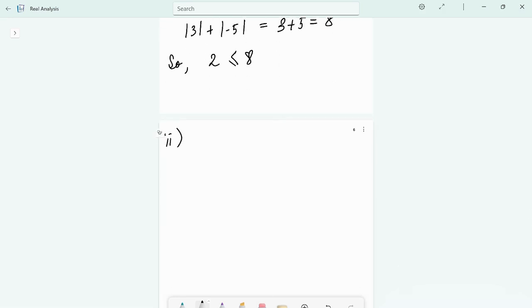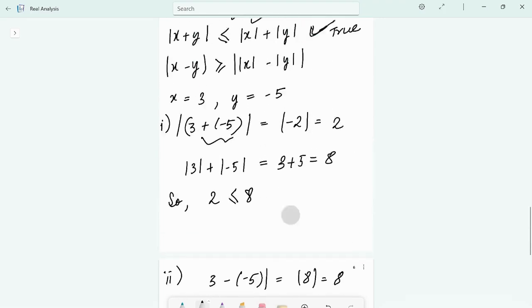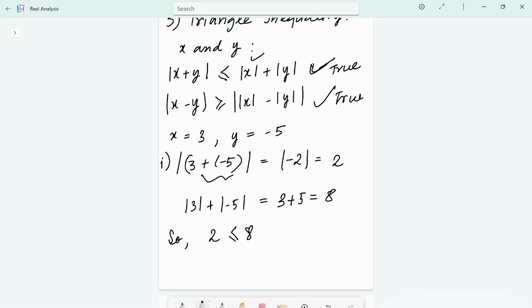And for the next part, mod of 3 minus minus 5, which is mod 8, which is 8. And the whole mod of mod x minus mod y, which is 3 minus 5, which is minus 2, whose mod is 2. Here we get 8 is greater than or equal to 2. Then again, the statement is true. We have proved it, right?